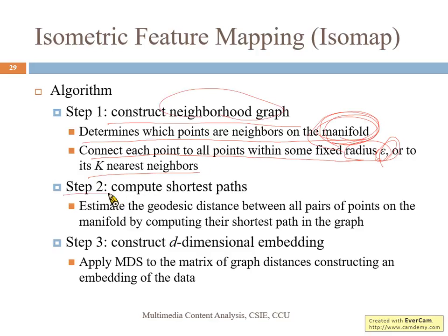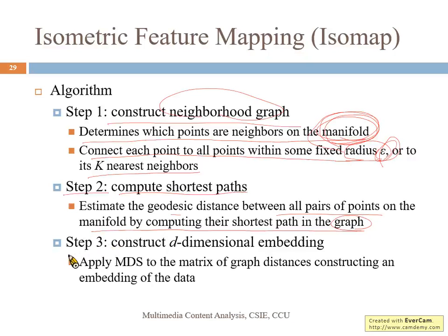And then step 2, based on the neighborhood graph, we will compute the shortest path. So we estimate the geodesic distance between all pairs of points on the manifold by computing their shortest path in the graph. Just as we mentioned in the previous slide, we will collect a lot of short hops to construct the curved path from the source data point to the destination data point. So if we can do so, we can compute the geodesic distance between any two data points.